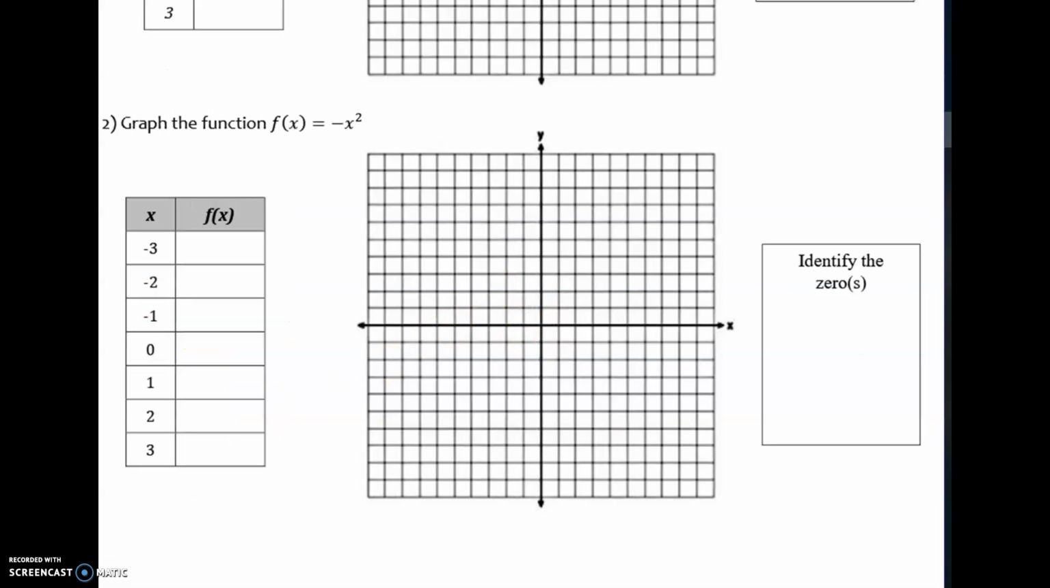Now we're going to move on to the next one, and you'll notice how this one says f of x equals negative x squared. Please go to your y equals in your calculator, graph this function, and then check back in to make sure that you graphed it correctly.